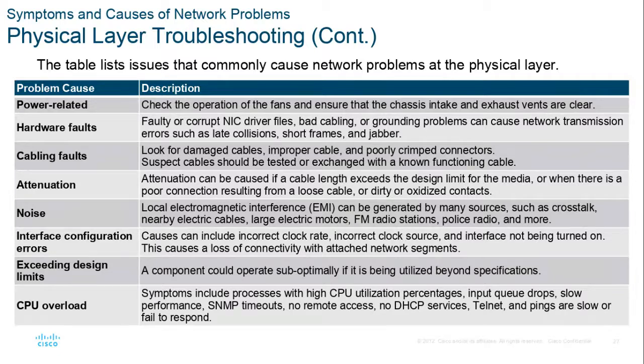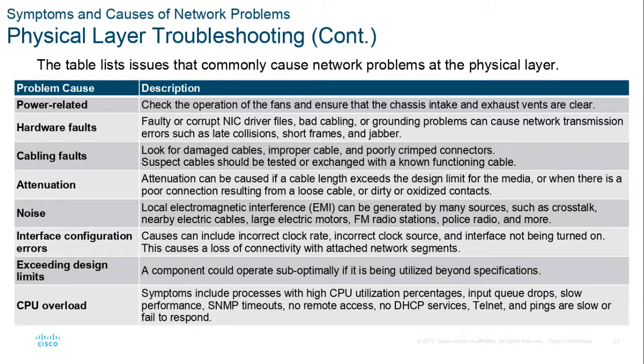Twisted pair cables particularly, since they use electricity, are subject to electrical interference from elevator motors, nearby electrical cables, and nearby transmission towers. Fiber optic cables are pretty much immune to these because they don't use electricity. They just use pulses of light. They're much more reliable.